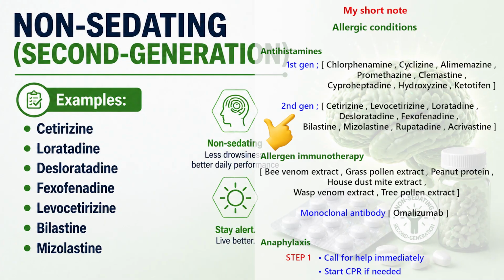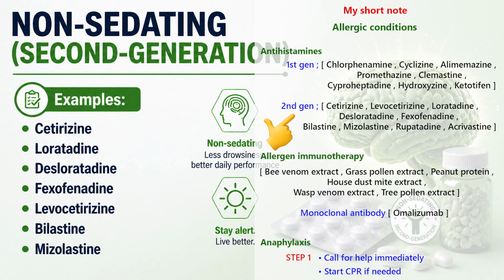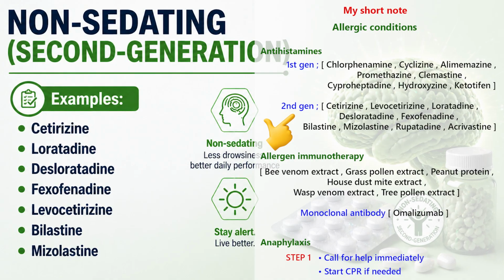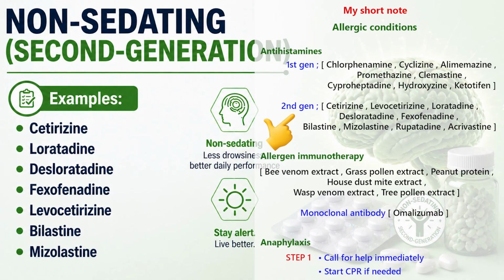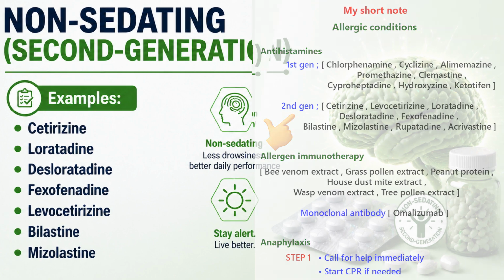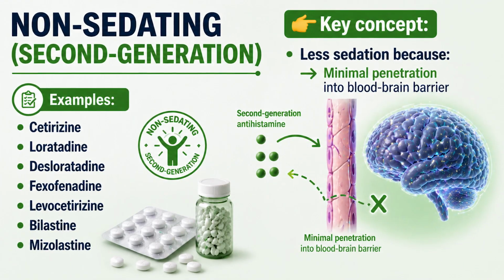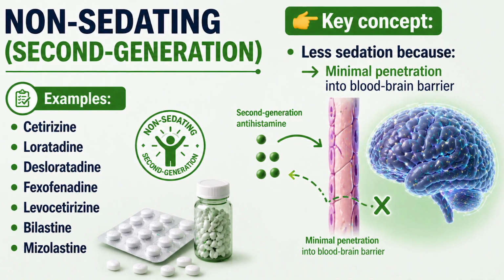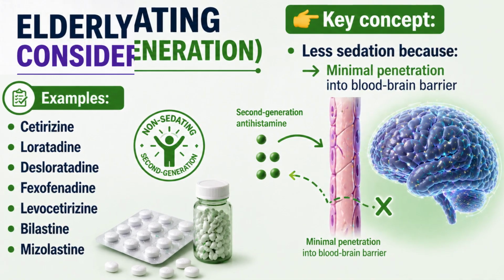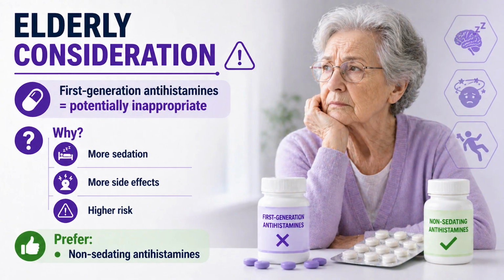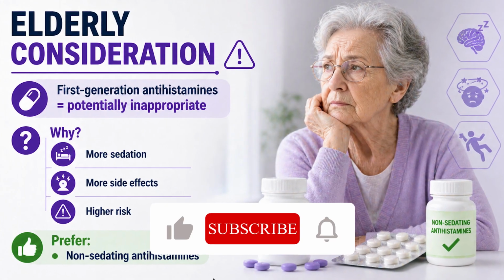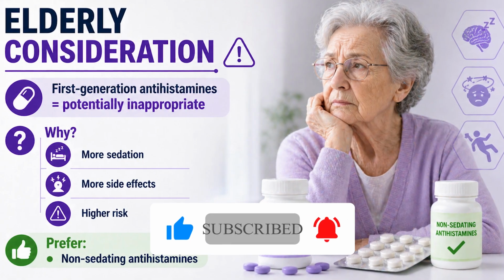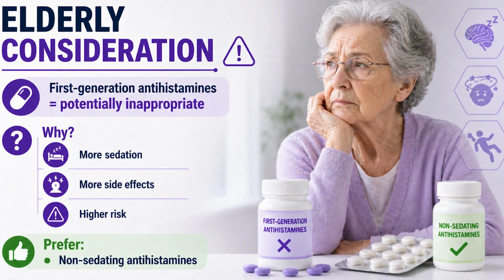Now, second-generation antihistamines. These are your non-sedating drugs. Examples you must remember: cetirizine, loratadine, desloratadine, fexofenadine, levocetirizine, bilastine, mizolastine. Do you know why they are less sedating? Because they do not cross the blood-brain barrier significantly. So less effect on the brain, less drowsiness. Important for elderly patients, first-generation antihistamines are not preferred. Why? More sedation, more side effects, higher risk of falls. So always prefer non-sedating antihistamines in elderly.